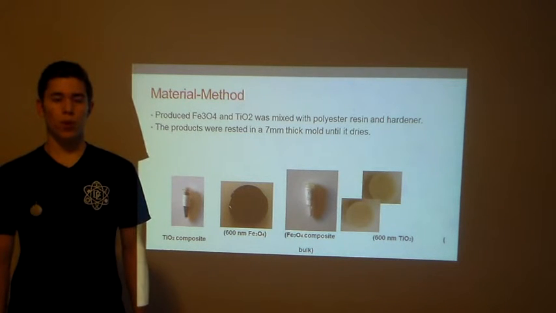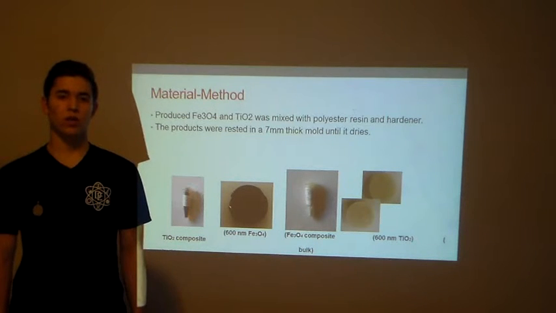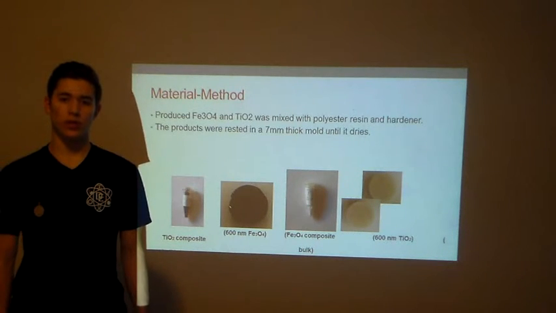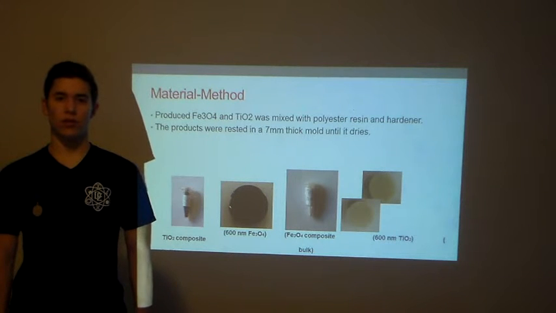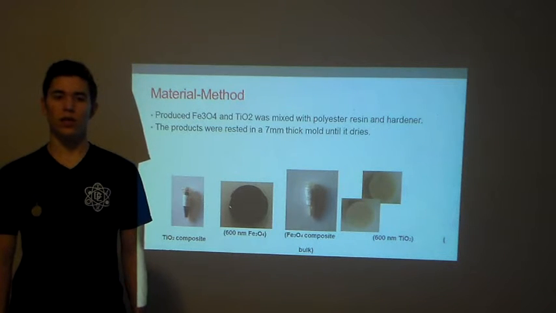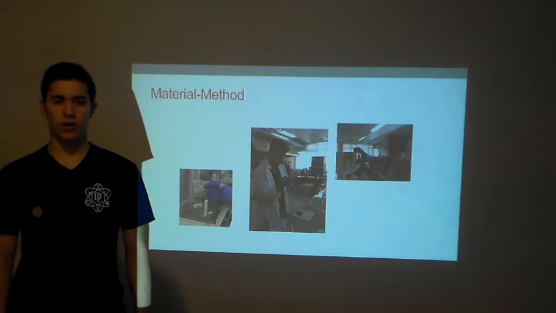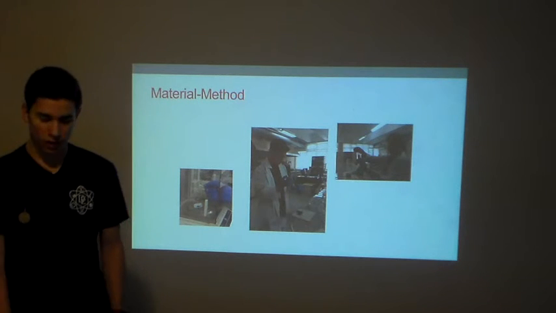First, 0.1 gram of iron oxide was mixed with 10 ml epoxy resin and 5 ml hardener. The solutions were molded in a 0.7 cm thick circular mold. Then 0.05 gram of titanium oxide was mixed with 10 ml epoxy resin and 5 ml hardener. Blocks with the same thickness, 0.7 cm, were obtained. These are the successful samples that we produced.